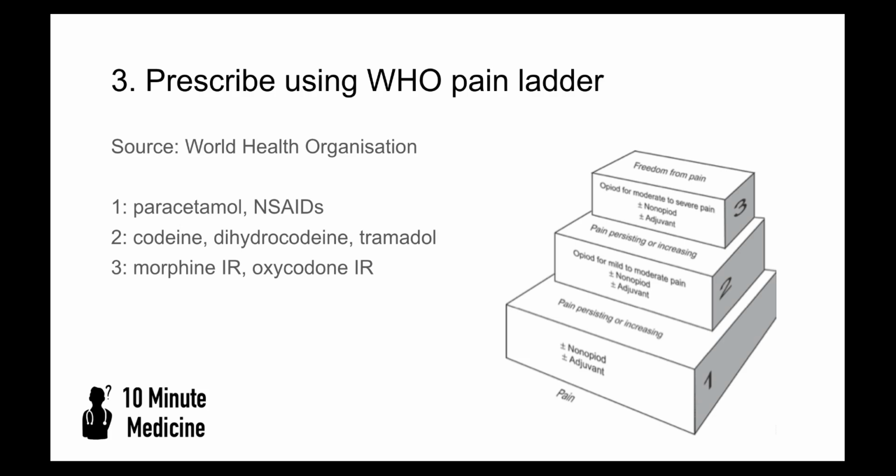Then I go to prescribe my pain medication using the WHO pain ladder. The first step of that ladder would be using paracetamol and NSAIDs. Then we move on to weak opioids like codeine, dihydrocodeine or tramadol. And then if it's severe pain that isn't responding to those first two, then we think about morphine or oxycodone.